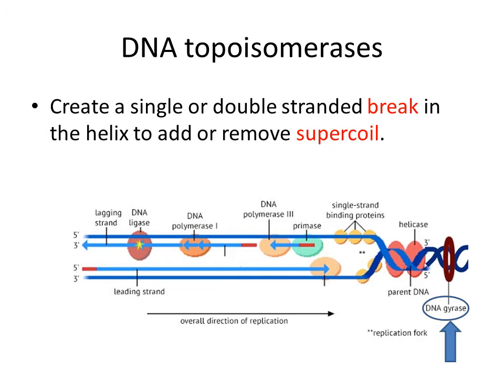So the next component is DNA topoisomerase or DNA gyrase, which will create a single or double-stranded break in the helix to add or remove supercoils. You can see in the picture that DNA gyrase is further ahead of helicase and is breaking the supercoils that are so strong for helicase to break, and that is making helicase work so easily.